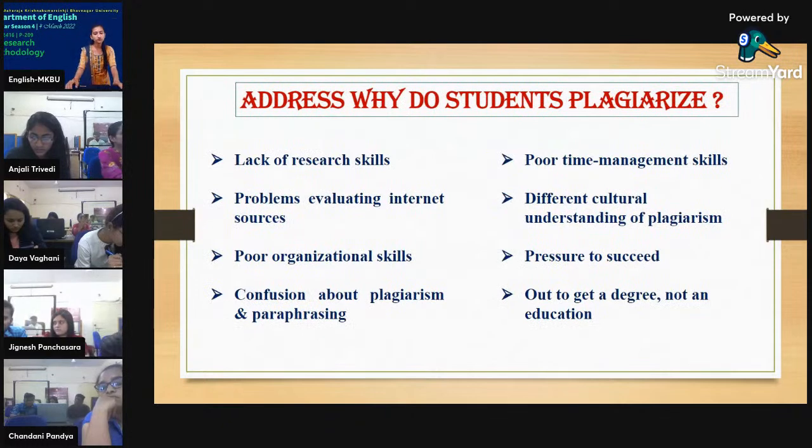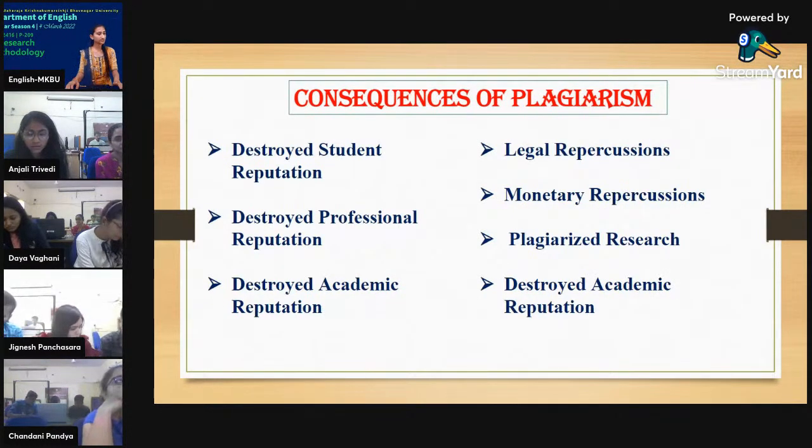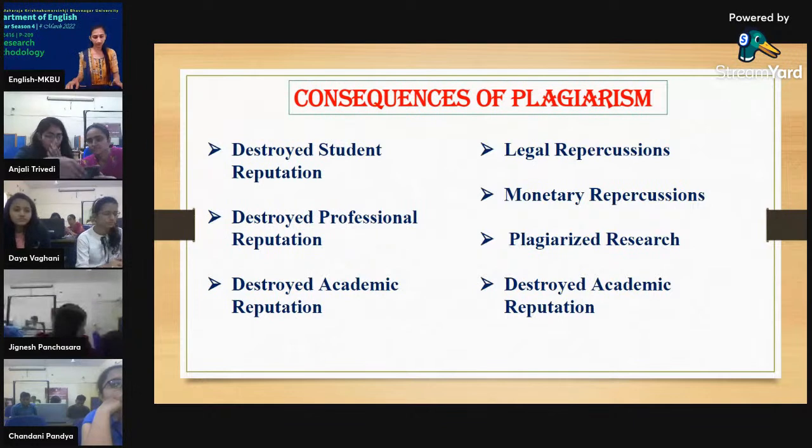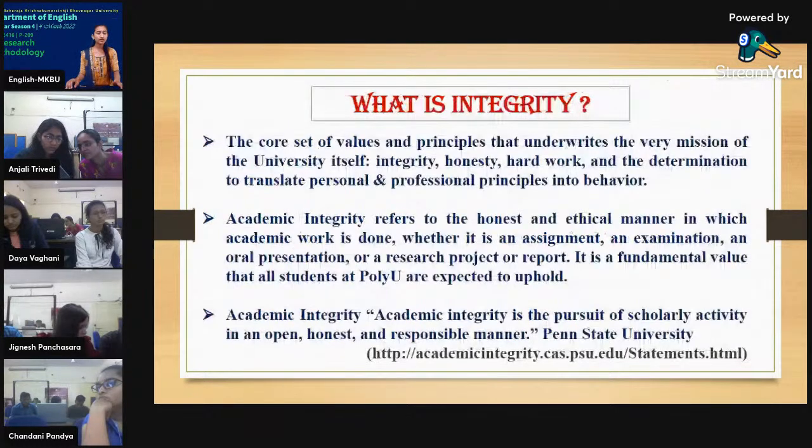Why do students plagiarize: lack of research skills, problems evaluating internet sources, poor organization skills, confusion about plagiarism and paraphrasing, poor time management skills, different cultural understanding of plagiarism, pressure to succeed, out to get a degree, not an education. Consequences of plagiarism: destroyed student reputation, destroyed professional reputation, destroyed academic reputation, legal repercussions, monetary repercussions, and plagiarized research. And what is integrity?